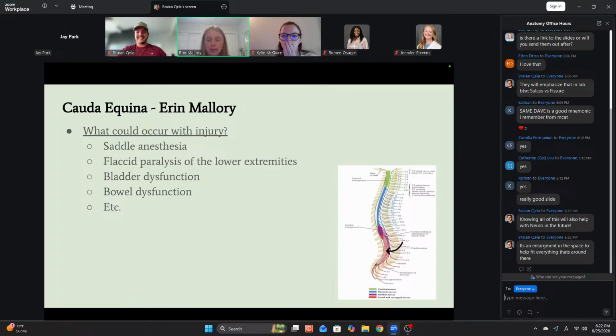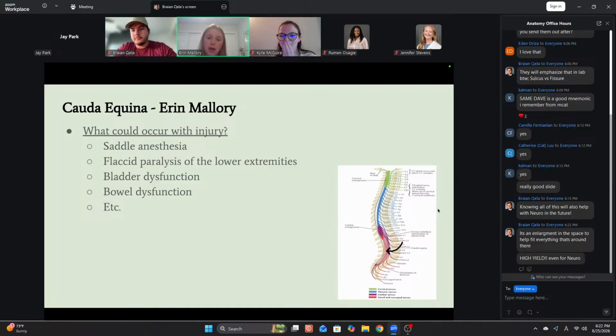That sensory to the perineum becomes important. So what they call this and what you'll see in questions is saddle anesthesia. So that means when you're sitting on a horse, think about you're sitting on a saddle and that area that's kind of touching the saddle, that's the area that you'll lose sensation in. So that's why they call it that. Very high yield.